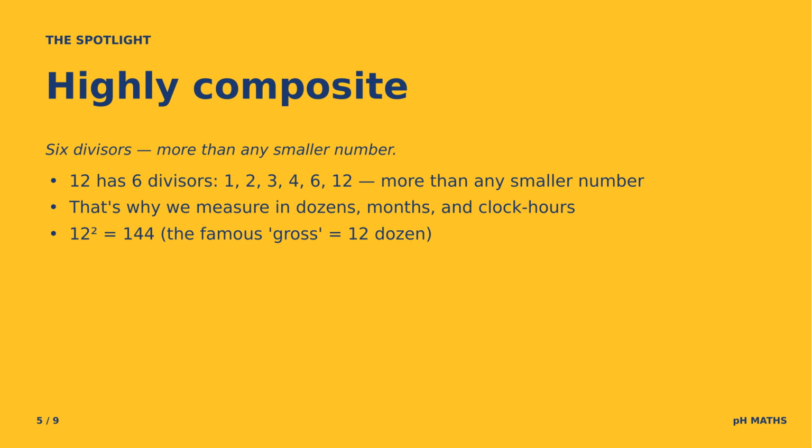Highly composite. 12 has 6 divisors, 1, 2, 3, 4, 6 and 12. That's more divisors than any smaller positive integer. 10 has only 4: 1, 2, 5, 10. 11 has just 2, itself and 1. So 12 absolutely smashes the divisor count for its size. That's why ancient measurement systems chose 12. The Egyptians, the Sumerians and the Babylonians all used 12 for clocks, months and geometry. 12 simply splits better than 10.